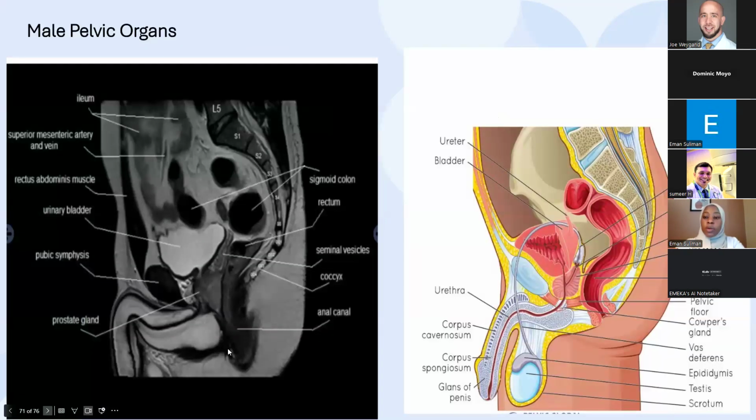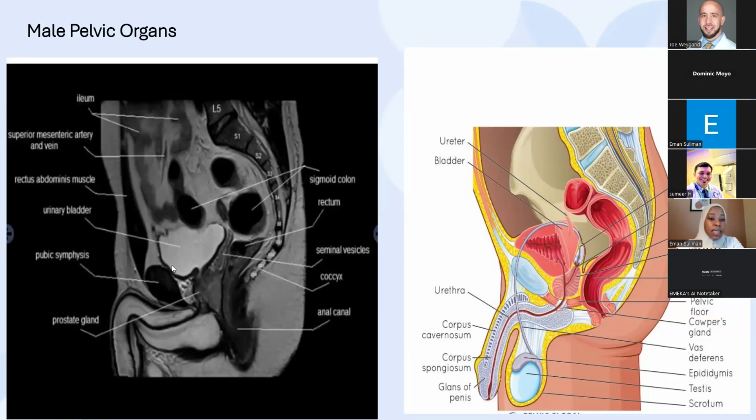Now this is the male pelvic organs. The arrangement is a little bit different. It's the urinary bladder, and then at the neck of the urinary bladder we have the prostate gland, and at the back we have the rectum. So it goes like urinary bladder, at the neck or down here we have the prostate, and then at the back we have the rectum.